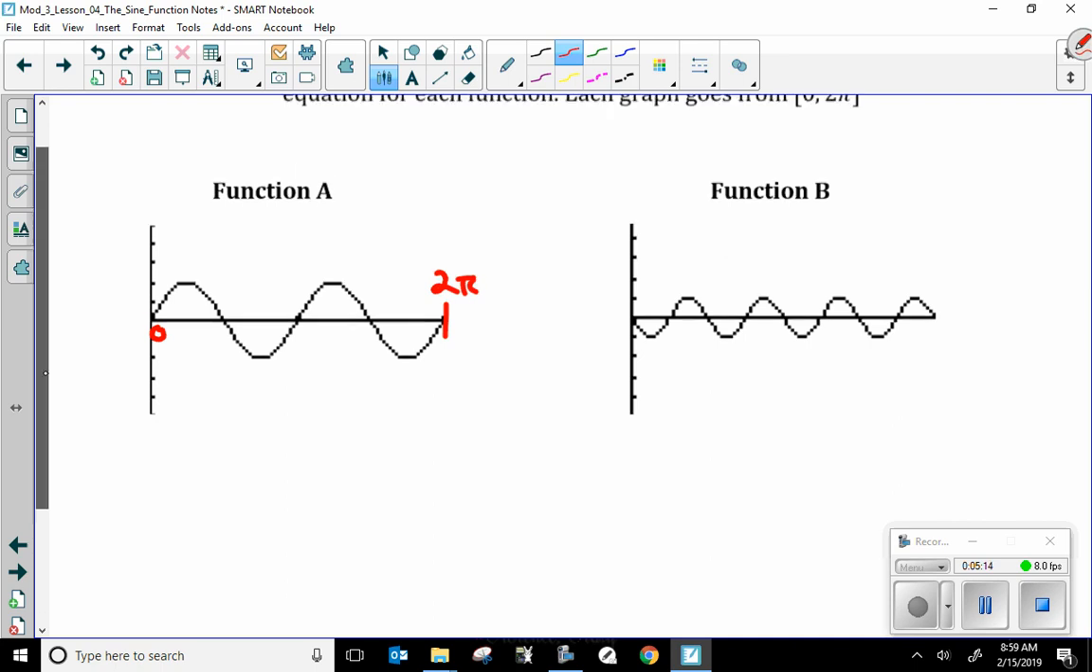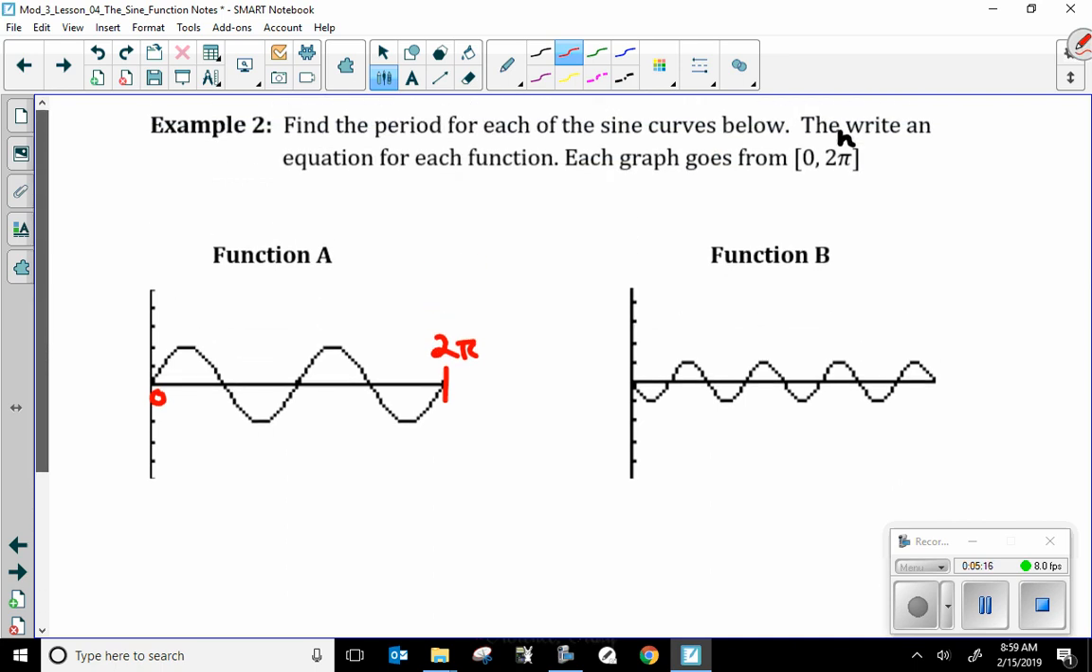So the first thing they're asking us to do is find the period. The period, again, is 2 pi divided by the frequency. Remember, these are interchangeable. I could put f equals 2 pi over p, and I could find the period.